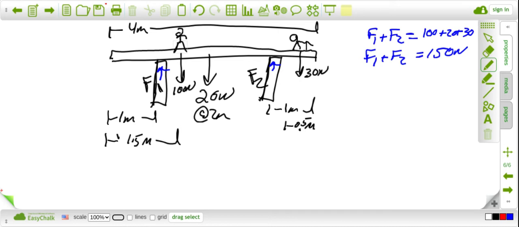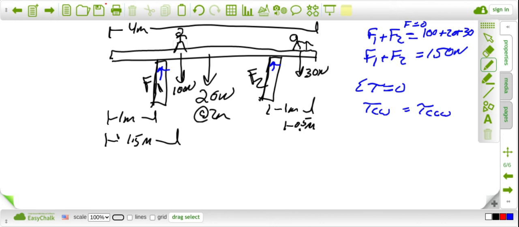We also have to create stability. And so the sum of the forces has to add up to 0, and the sum of the torques has to add up to 0. So that means, again, that the torques clockwise have to equal the torques counterclockwise. And so where is the pivot point?